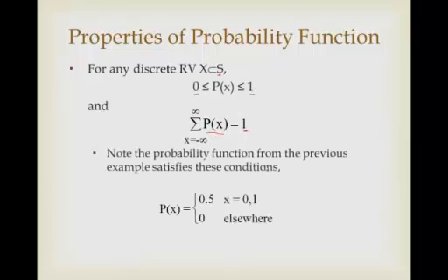So notice that the probability function from tossing a coin satisfies these kinds of conditions. We can throw a tail, we can throw a head. Each one has a probability of 0.5. We add 0.5 and 0.5, and we're in good shape because that becomes 1.